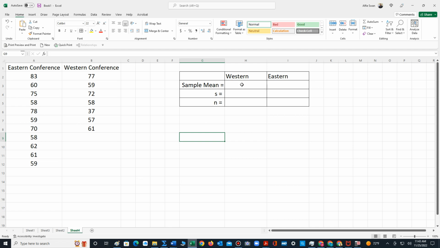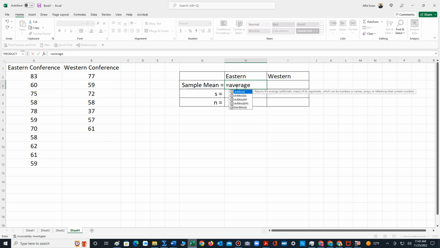What we need to do is compute first the sample mean. So let's focus on the data for the Western Conference. Wait, sorry about that. Let me clear this up a bit. This should be Eastern, and this will be Western. Just want to make that clearer. So the sample mean for the Eastern Conference, we type in average, select the values.